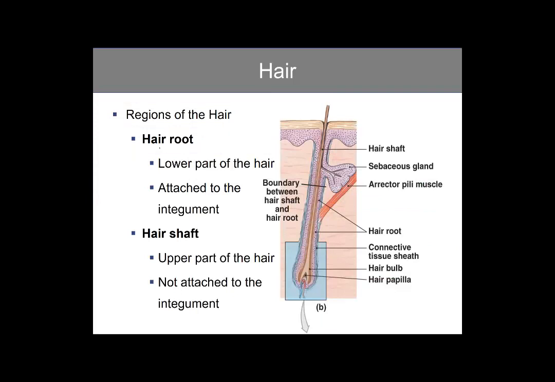In terms of regions, the hair consists of a root. The root is the lower portion of the hair. It's attached to the integument, so it's broadly attached to the integument here. And then we have the hair shaft, and the hair shaft is the upper portion of the hair. It's not attached to the integument. In fact, it freely moves within this pore, and as it continues to grow, it's going to be pushed up out of that pore in that fashion.